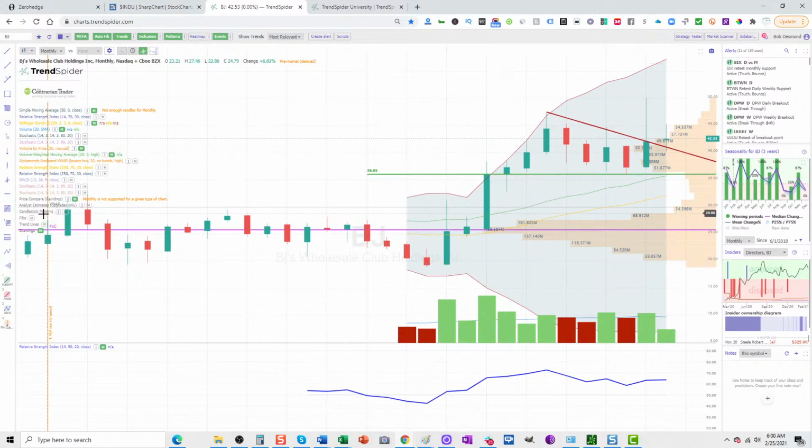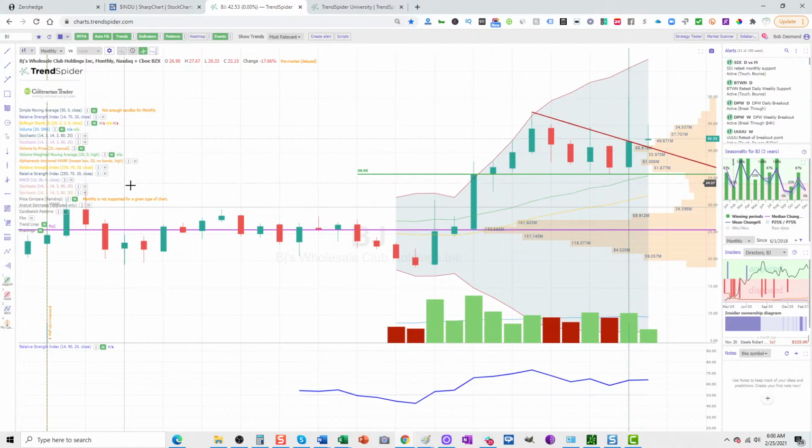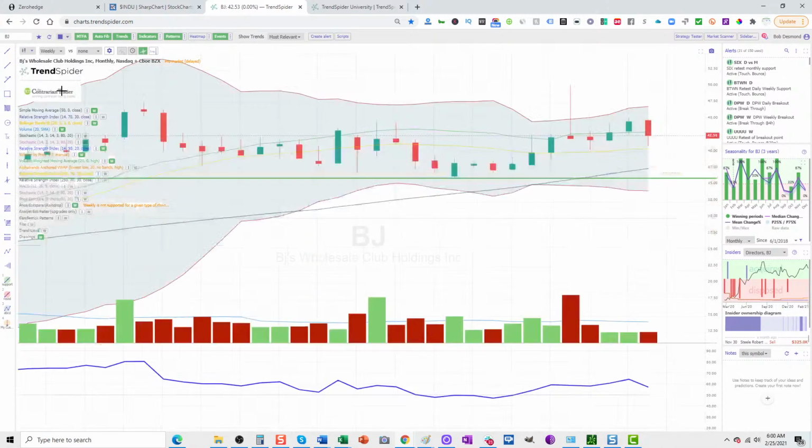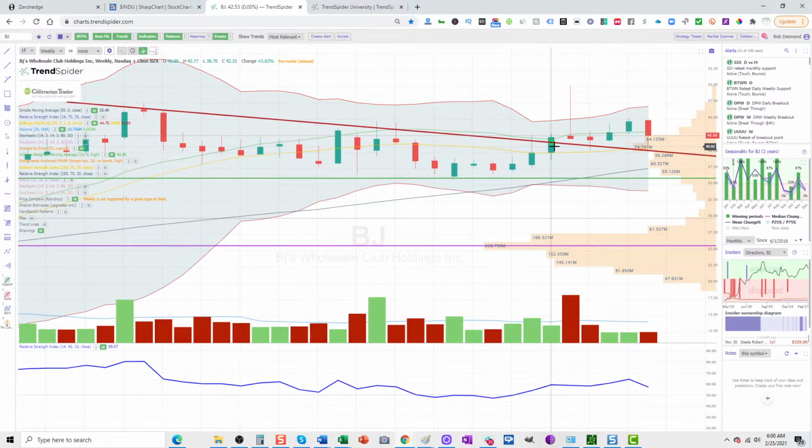$36 per share. Let's see if we have any automated trend lines. Not much data here. That's surprising. Weekly chart. So here's the breakout.